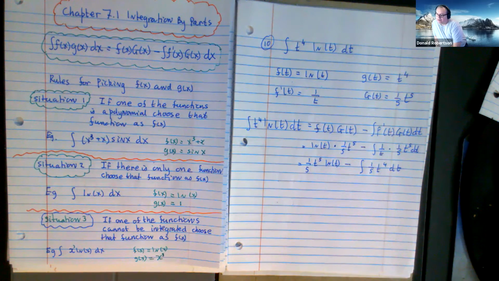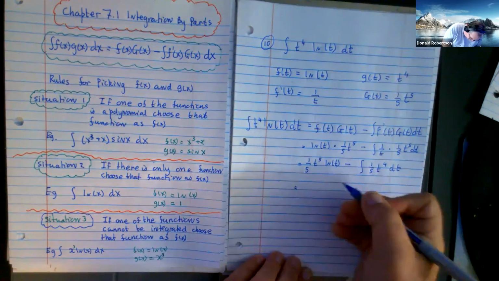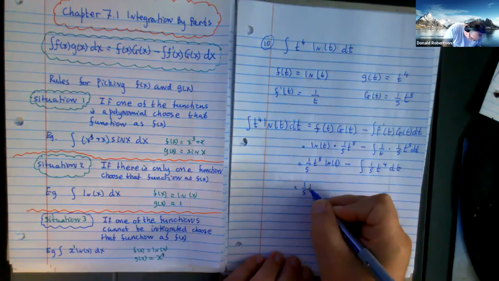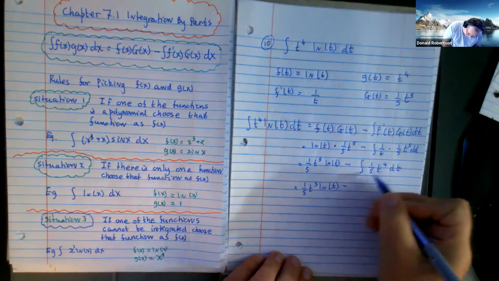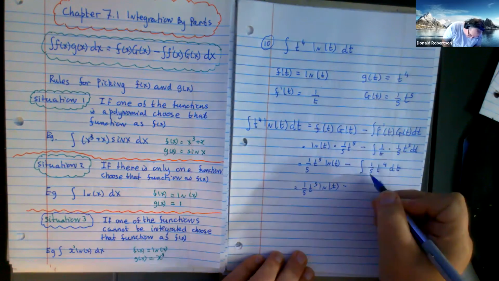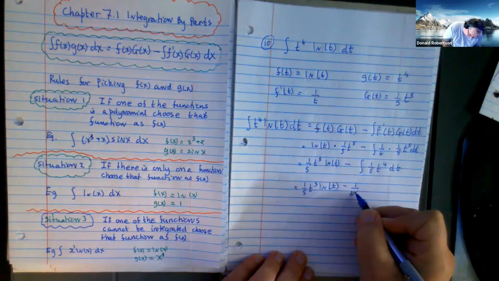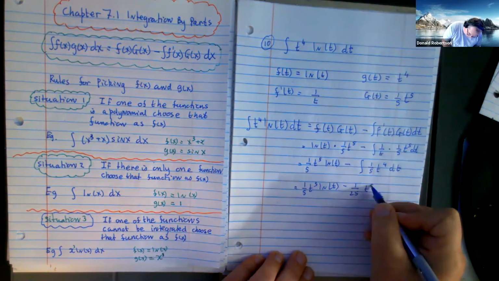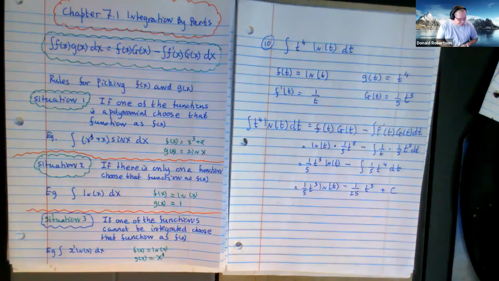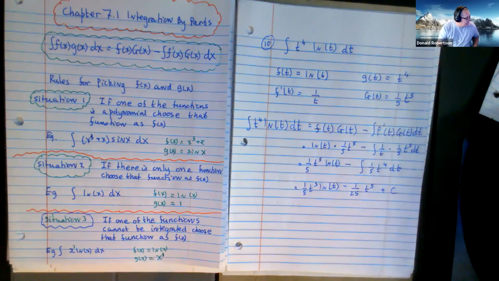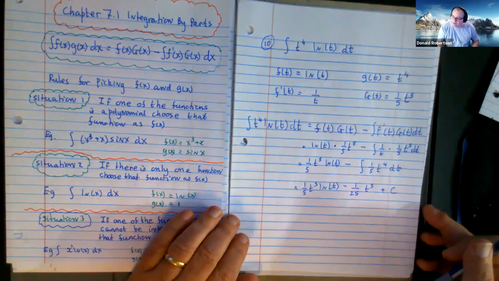Are we good? Right. So this here is just a power rule. So here it goes. Add 1 to the power is 5. Divide by the new 5. 2 5s together give me 1/25, and we're finished. Are we good?